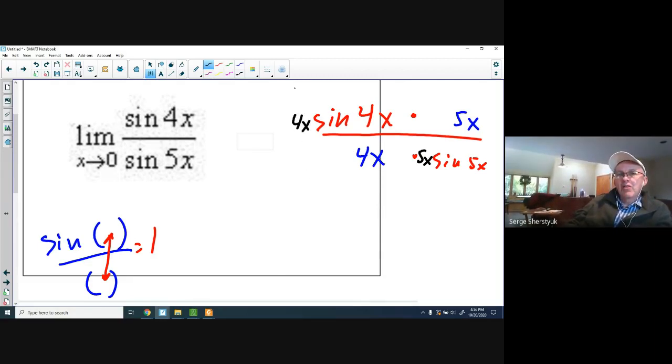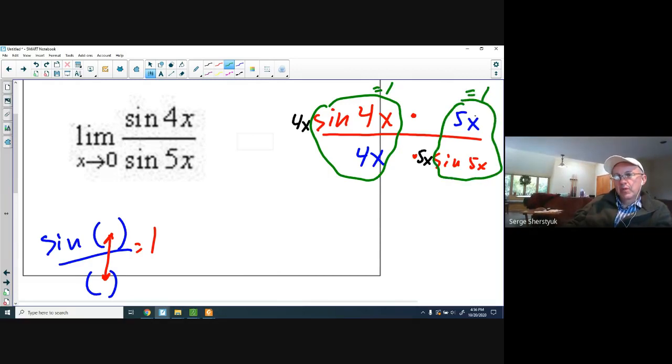Now this part right here equals 1, so I can ignore it. This part right here equals 1. I could ignore it. So what do you have left over? Well, you have 4x over 5x. And of course, the x's are allowed to cancel because they're not 0 themselves; they're just going toward 0. The answer here, the limit, is 4 divided by 5.